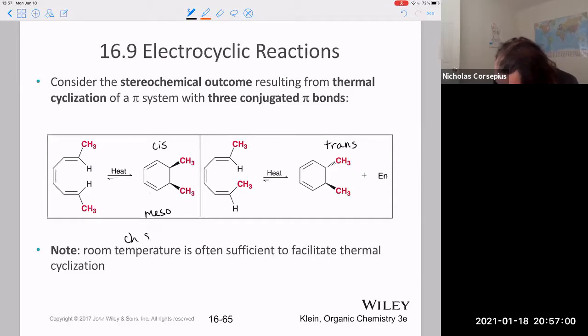This is chapter 5. There's actually a lecture called meso compounds that you might want to review if you don't know what that is. When you have the trans isomer, then you also have the enantiomer, or its mirror image, that you also have to consider, okay?